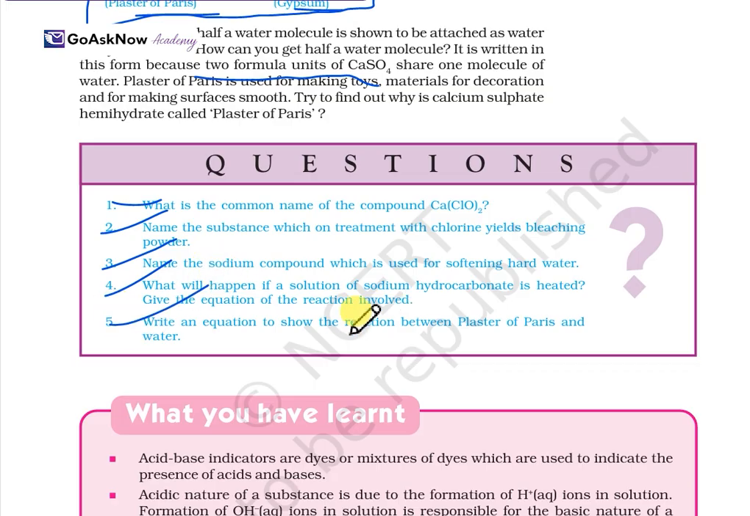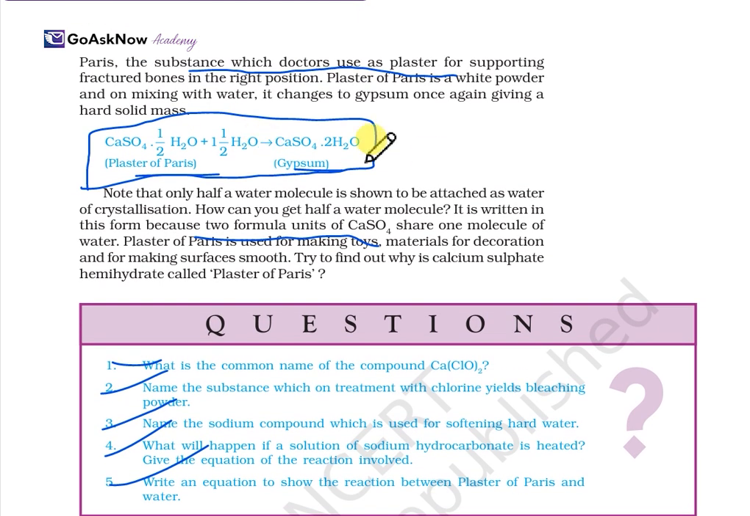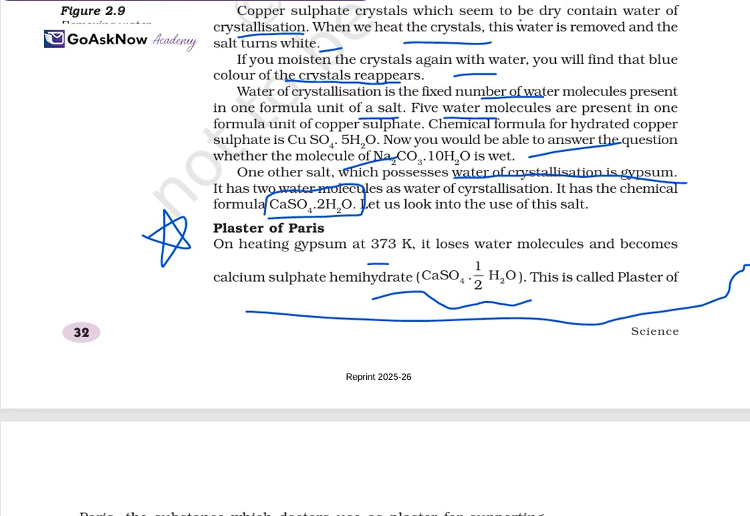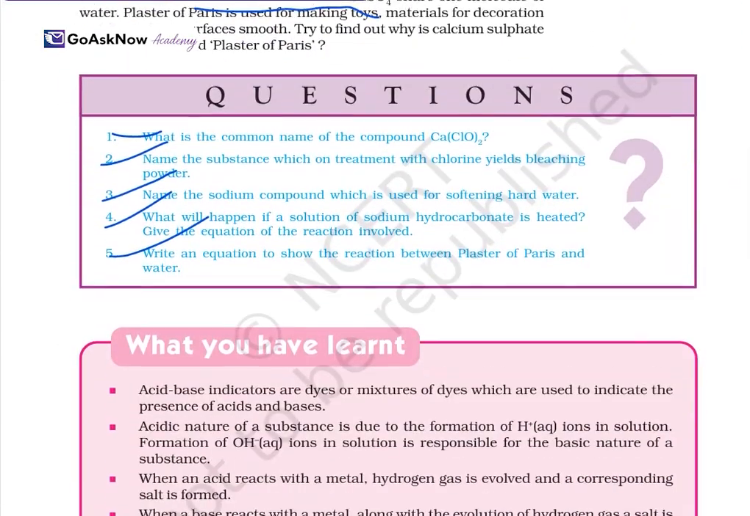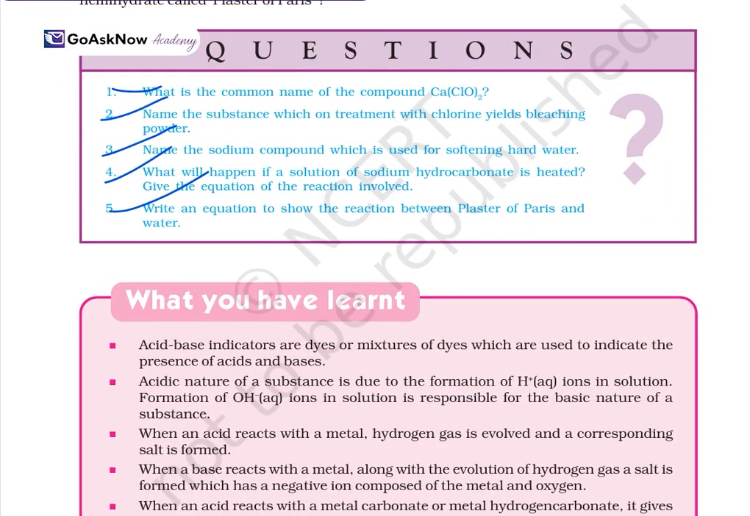Write the equation to show the reaction of plaster of Paris with water. So this is the equation which we have studied. No, it's not. That one is for the gypsum. The plaster of Paris and water reaction is not given. Okay, no problem, I will just explain it. CaSO4·1/2H2O plus 1 and a half H2O gives CaSO4·2H2O. This will be the equation for plaster of Paris, or POP, we can say.